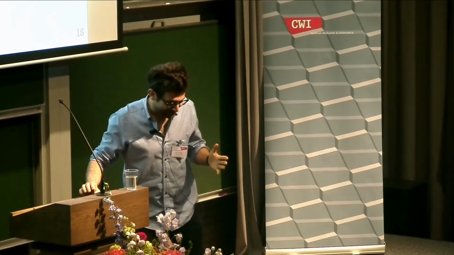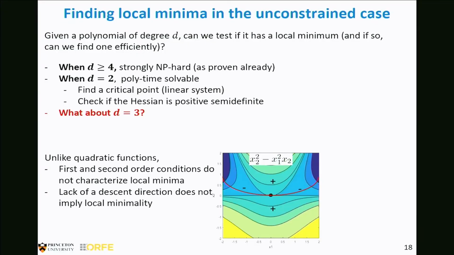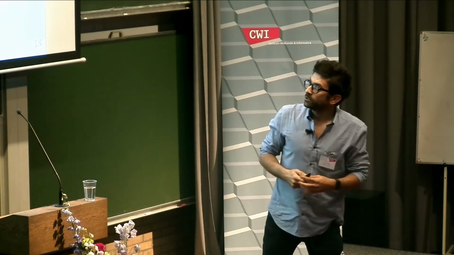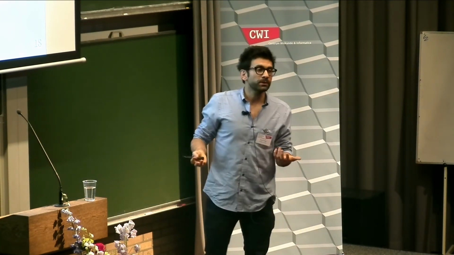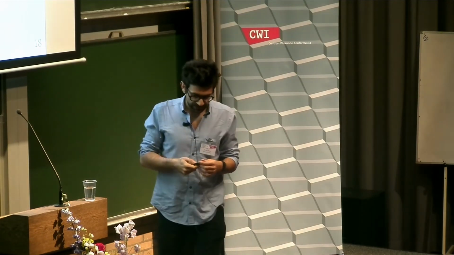There's a positive result about cubic polynomials where you can solve the recognition problem. If you have a cubic polynomial, you can test. And why cubic? Because this is sort of the only case left in polynomial optimization, if you think about it. You can solve the recognition problem: given a point, is it a local min? You can also solve the search problem: given a cubic, tell me if it has a local min, and if so, return one. You can do this with semi-definite programming.